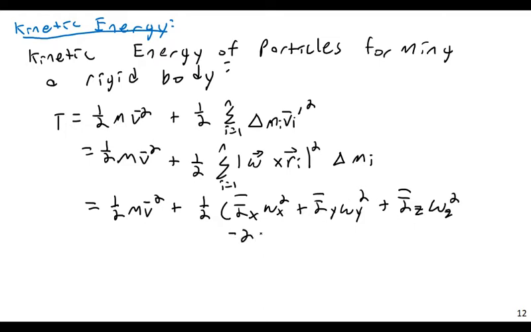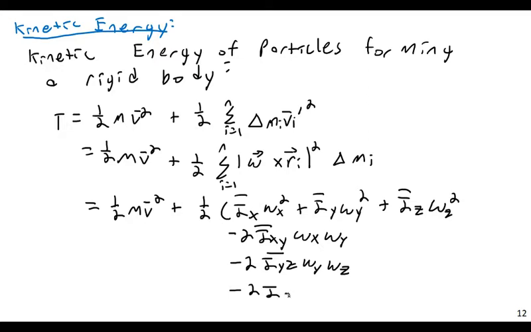Minus 2 I xy omega x omega y, so this is basically interactions here, minus 2 I yz omega y omega z, minus 2 I zx omega z omega x.